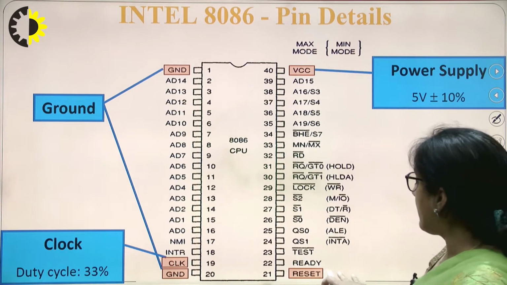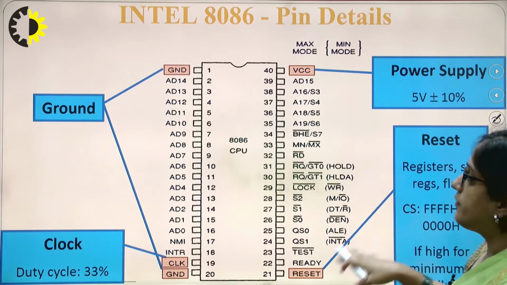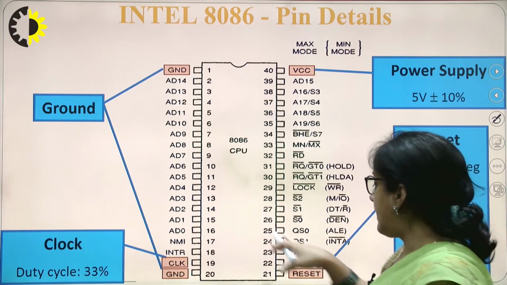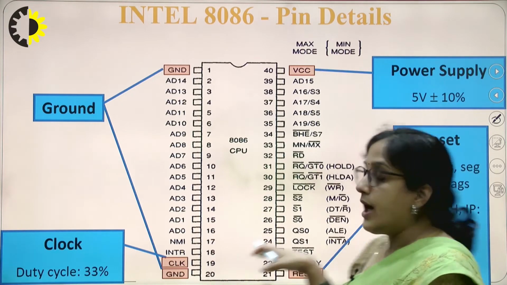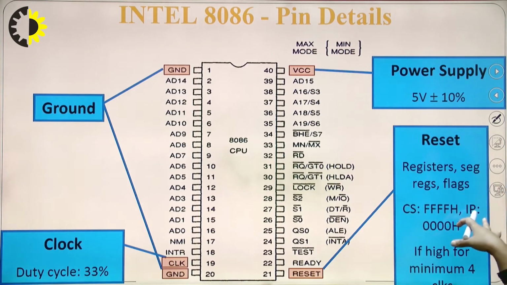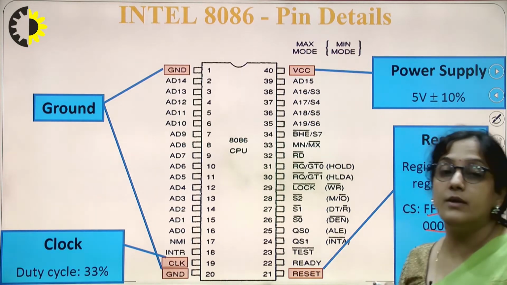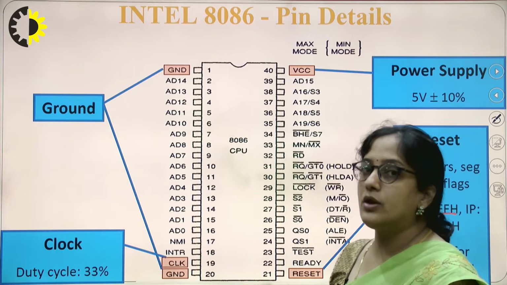If we have to reset the system, we have to restart our 8086 microprocessor, then in that case this hardware pin is used. And the segment registers and the flag register, what will be the content? After resetting, the code segment will have FFFFH and IP will have 0000H. When will this happen? It happens only when this reset pin is high for a minimum of 4 clock cycles. Okay, then only the system gets reset.